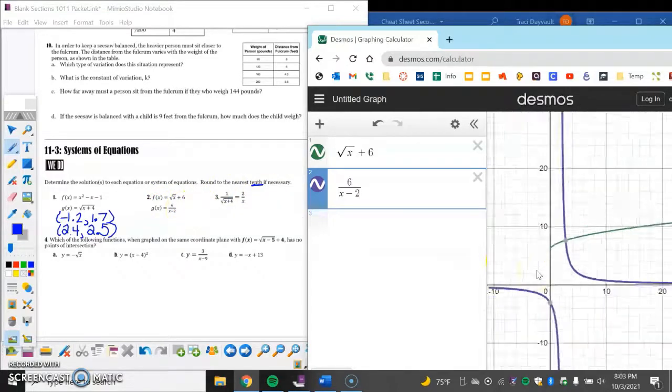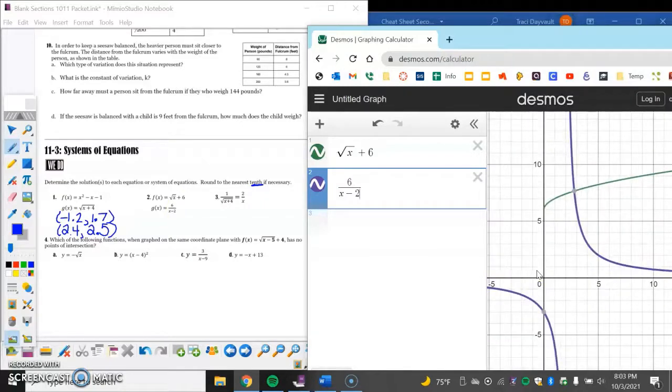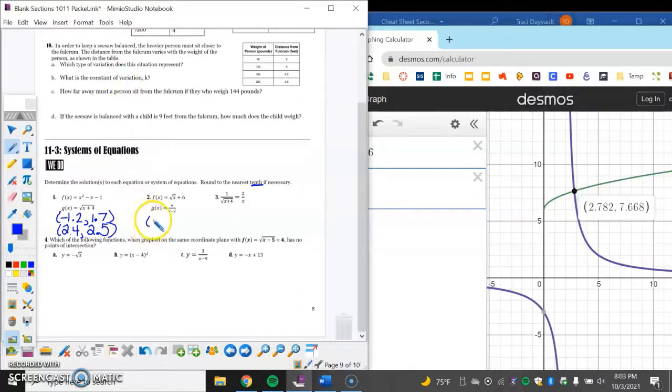So let's see if we can find the solution to this system. Right here, if we round to the nearest tenth, 2.8 and 7.7 would be the y value.